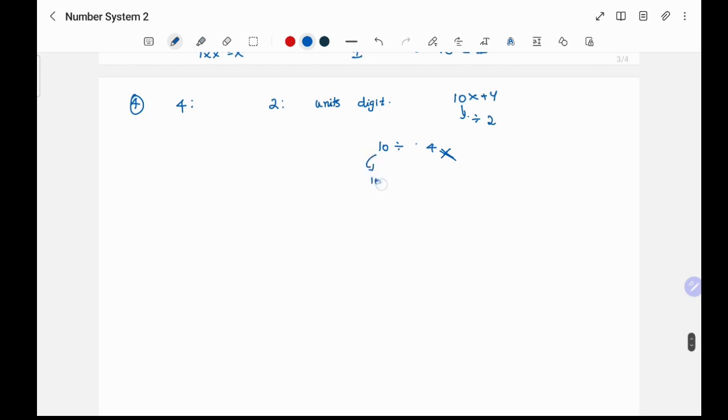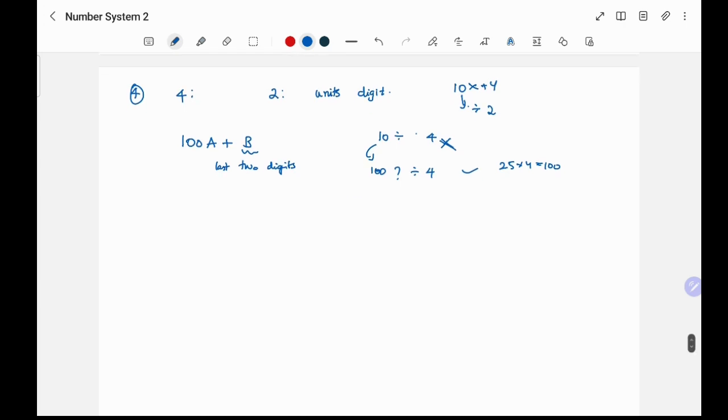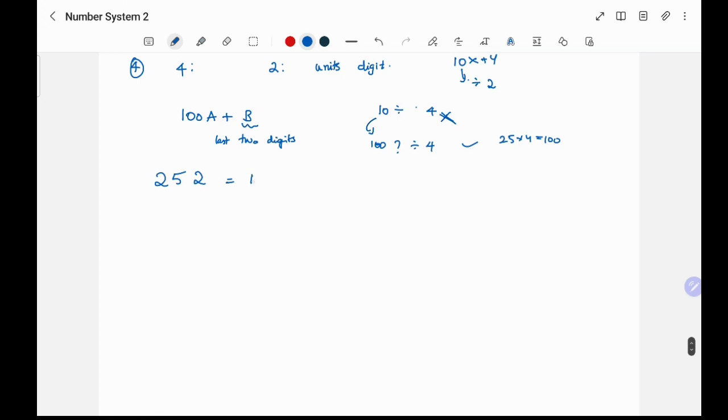Okay. Let's check for 100. Is 100 divisible by 4? Yes. 25 into 4 is 100. So 100 is divisible by 4, right? So we can write any number as, let's say, 100a plus b, where b is the last 2 digits. For example, 252. I can write this as 100 into 2 plus 52. Now we know 100 is divisible by 4, so it is just sufficient for me to check if b is divisible by 4. Just the last 2 digits.